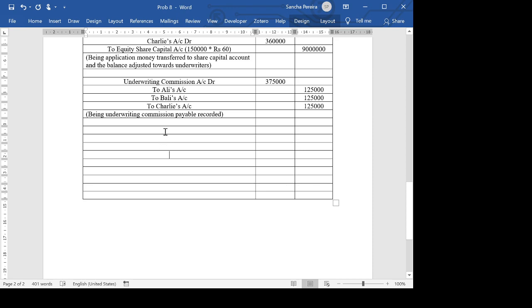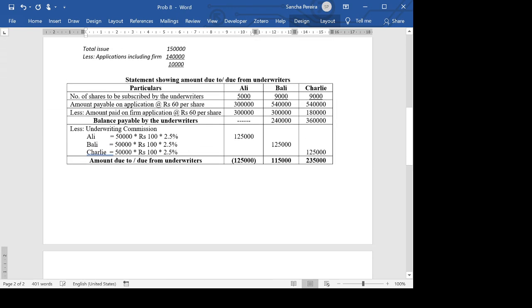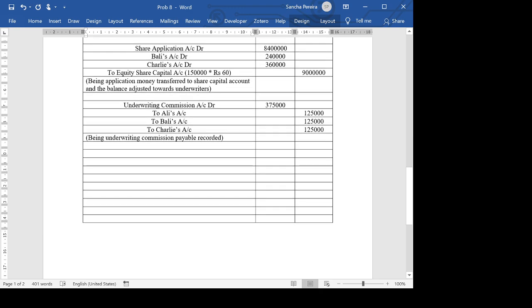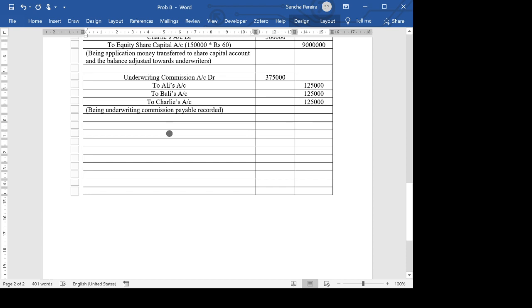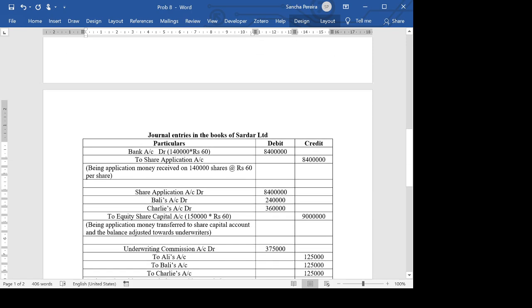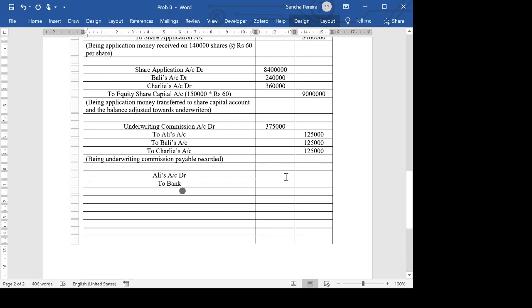So the next entries will be who has to pay who. Now, in case of Ali, the company has to pay the underwriter. Okay, so I will pass that entry first. Company has to pay the underwriter, so money will be going out. So I will say Ali's account debit to bank. How much does the company have to pay the underwriter? The company has to pay the underwriter 1,25,000.